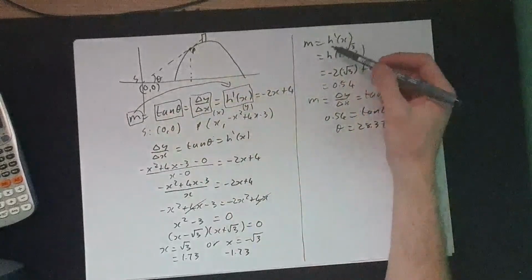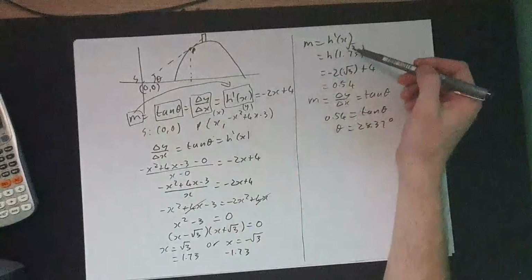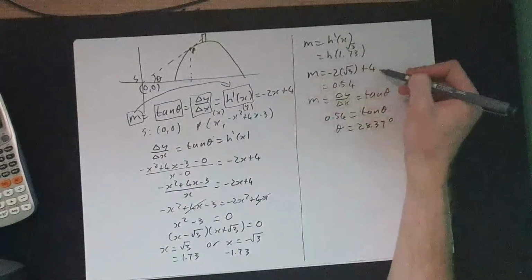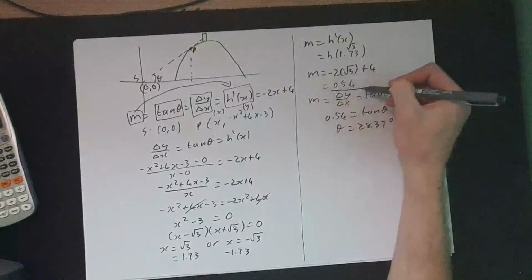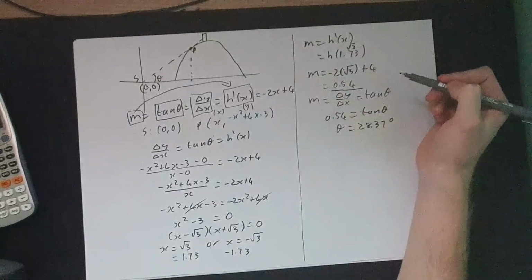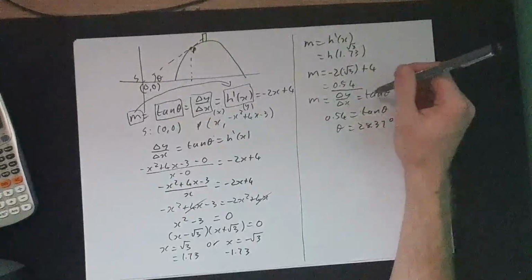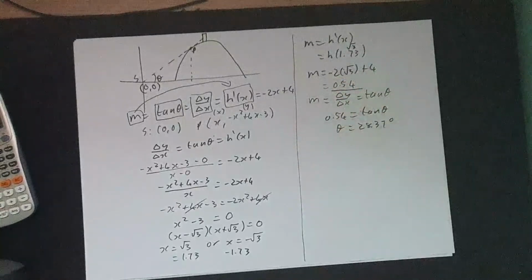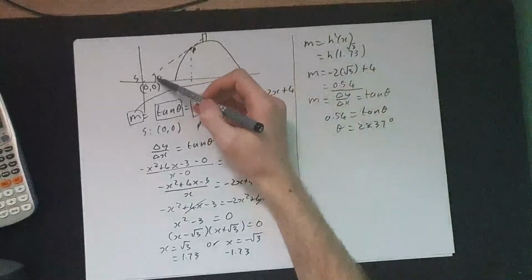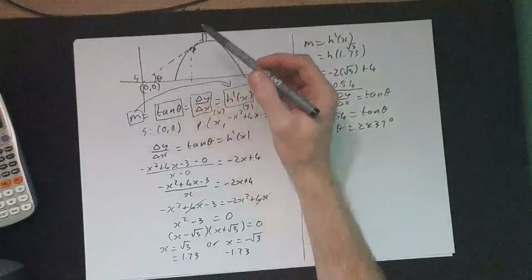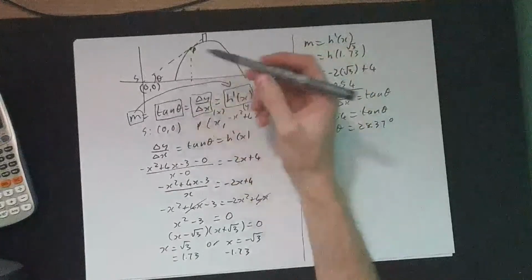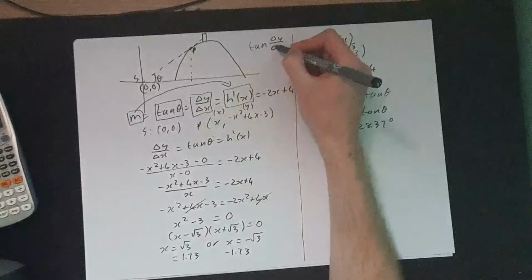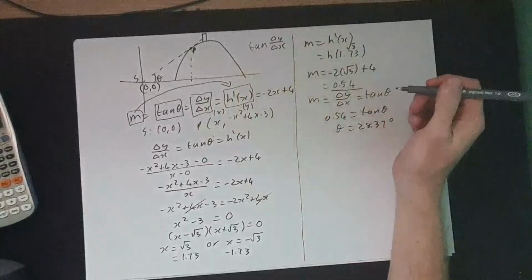We can then solve for m because we have an expression now where we can plug x in, and then m equals 0.54. And after that, we substitute that into this expression here, and we solve for theta. Okay, so whenever you have theta and you have to relate it back to a gradient, you always use tan, because tan is always change in y over change in x.